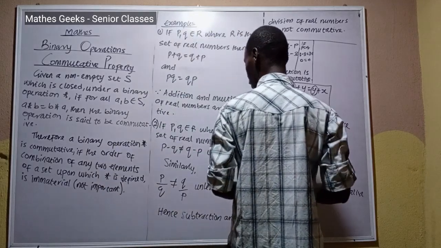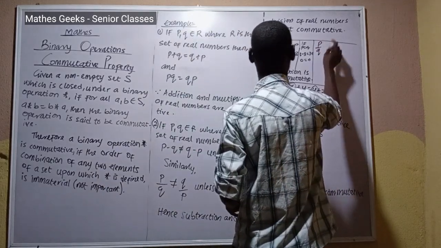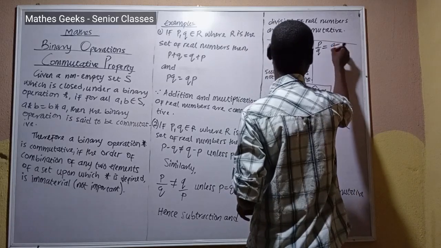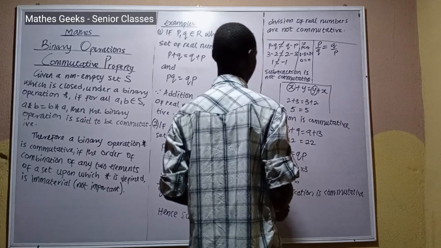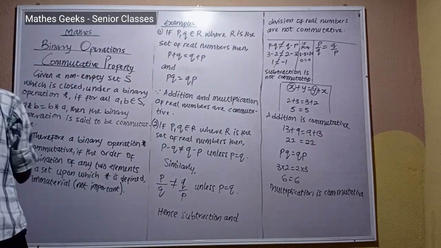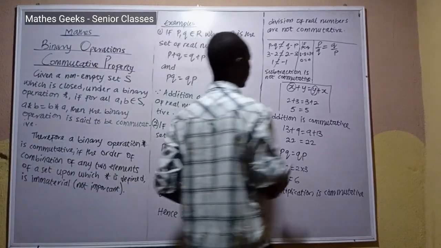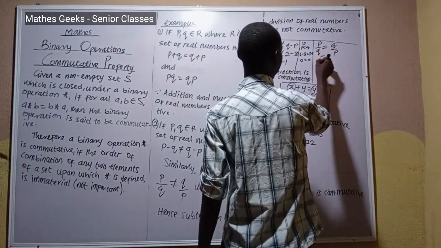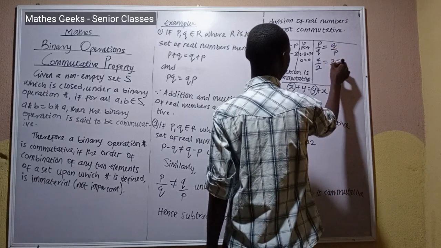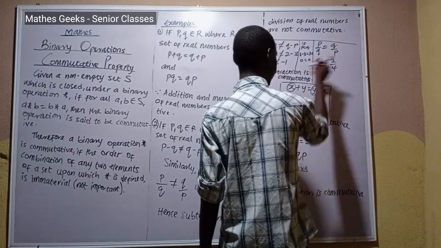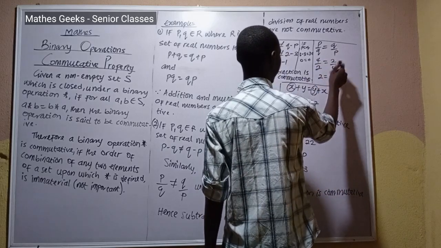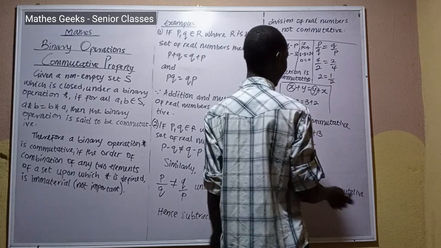So division: if P divided by Q, will it be the same as Q divided by P? Okay, I'm going to assume that P is 4 and Q is 2, and then Q is 2 and then 4. So here 4 divided by 2 is equal to 2. 2 divided by 4 is 1 over 2. They are not the same.